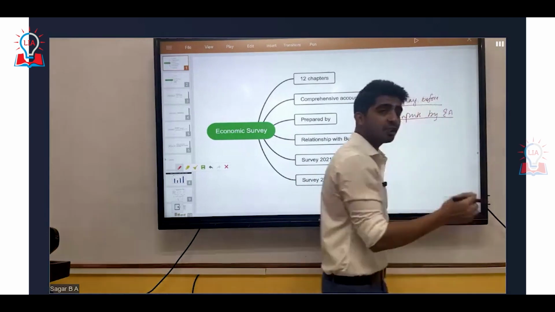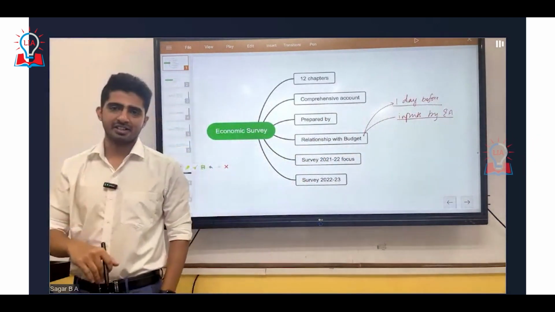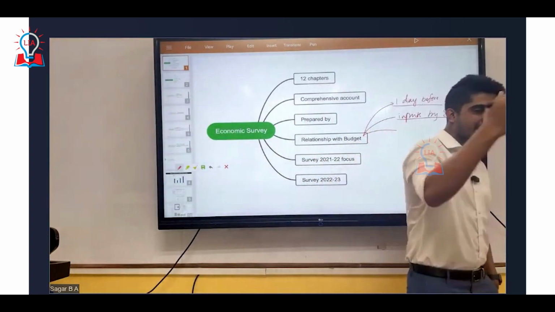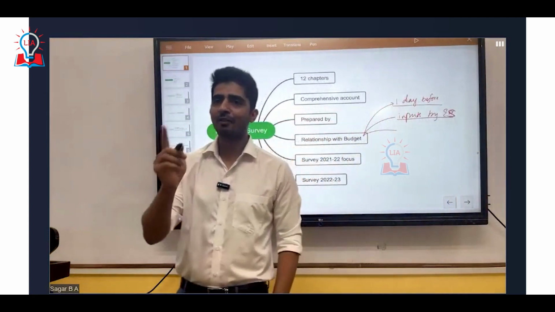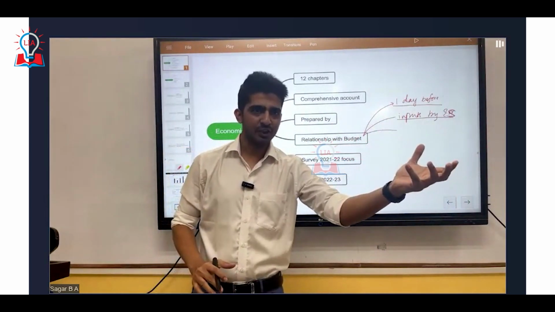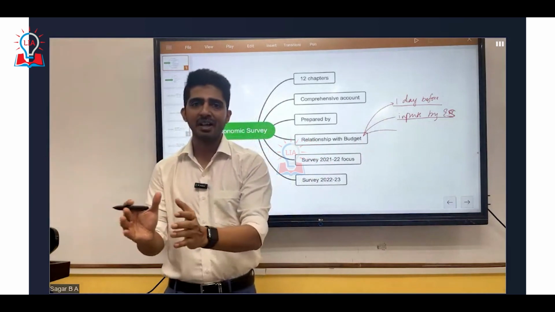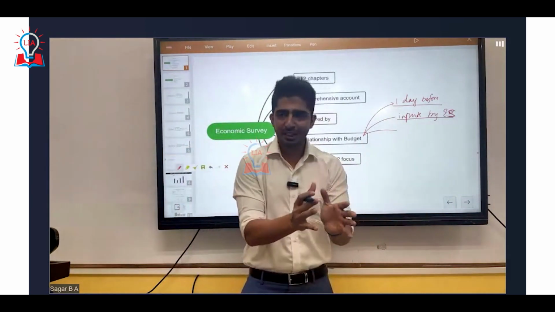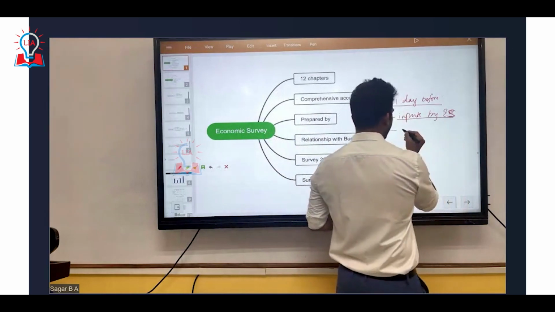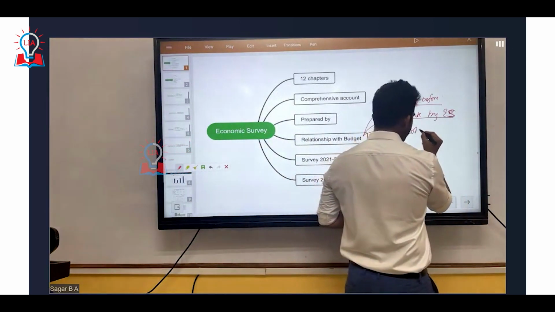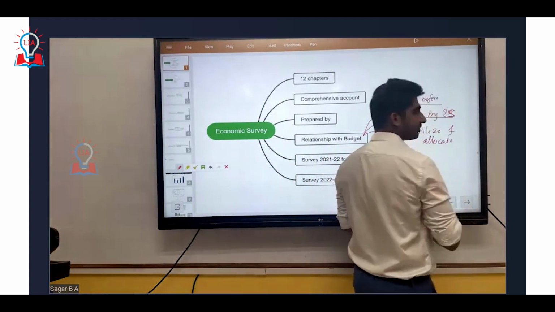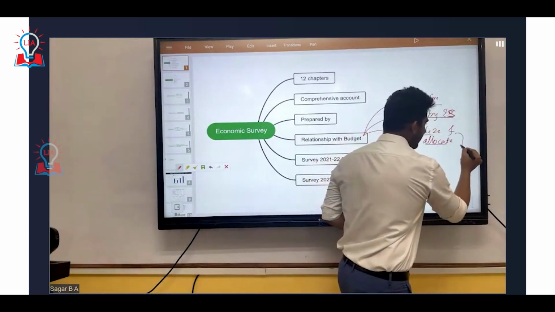Some of the inputs are considered to be really important in order to create a budget. Because it takes inputs from the economic survey, the survey will have all the statistics related to how many resources are there in our country, as in capital resources. These have been used in this manner. This has been the outcome. Schemes have worked this way. Some of them have not worked. Based on all this information, efficiently in the budget, we can mobilize the resources and allocate the resources. Mobilization and allocation becomes more efficient.